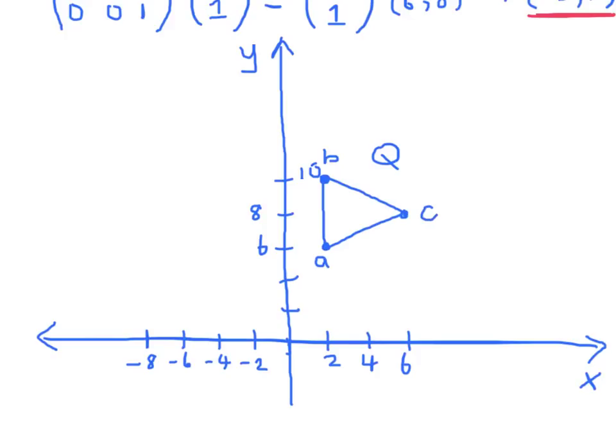Now let me draw where the triangle ended up. So A dash was minus 3, 6. So let's put that in. Minus 3, 6 is here. So that's minus 3, 6, that's A dash. The next point was minus 7, 6. So minus 7, 6 is here, and that's B dash, minus 7, 6. And the last one was minus 5, 10. So minus 5, 10 is here. So that's where my triangle ended up, that's C dash. So if you want to call this Q dash, the image of the original triangle Q once the transformation has been applied.